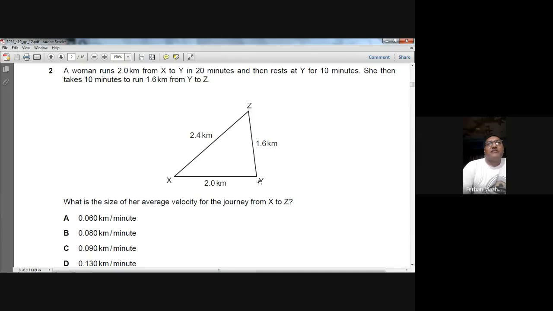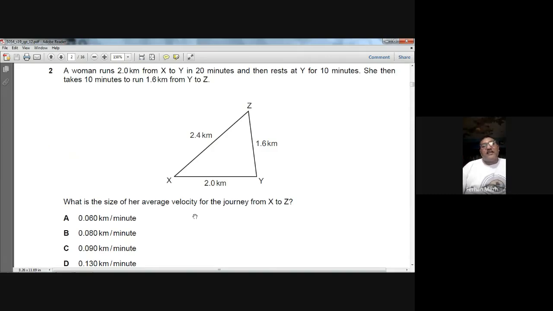20 plus 10, 30 minutes, 30 plus 10, 40 minutes. So she has taken 40 minutes to move from X to Y and from Y to Z. The total time taken is 40 minutes. What is the size of her average velocity for the journey from X to Z? So the question is, what is the average velocity? Remember, the question is not average speed. The question is average velocity.